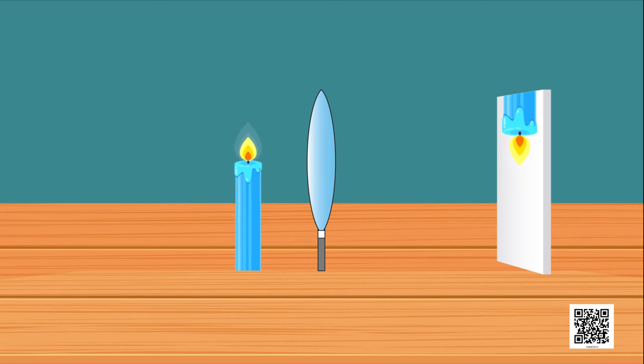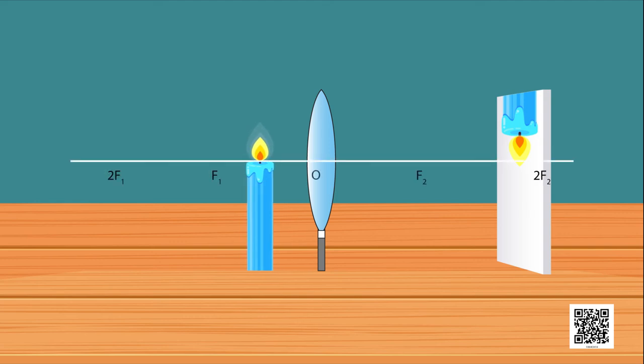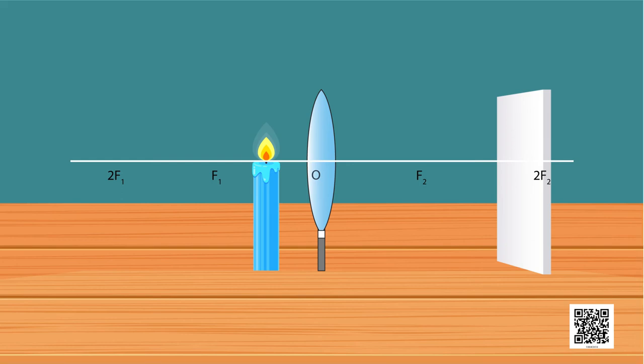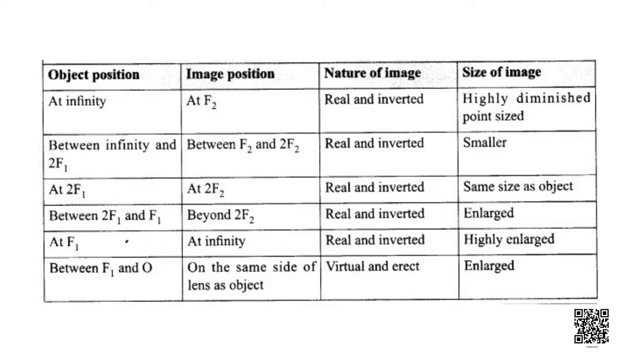For the last condition, when we place the candle between focus and optical center, the image increases in size and now we cannot see it on the screen. Now, the image is positioned on the same side of the lens as the object and is enlarged, virtual and direct. In this way, with the help of this table, we can find the nature, position and relative size of the image formed by a convex lens for various positions of the object.